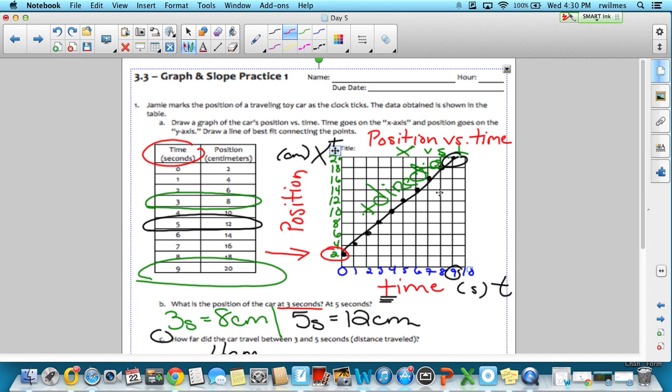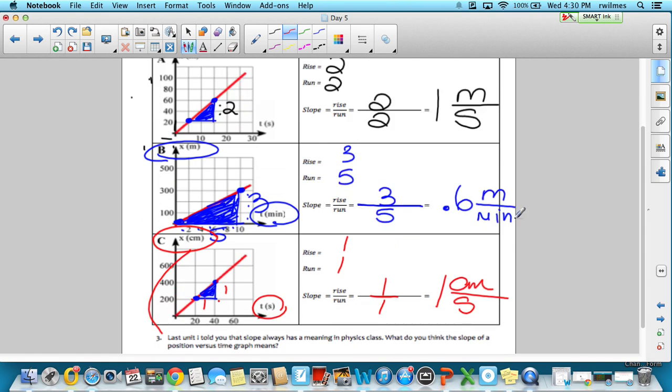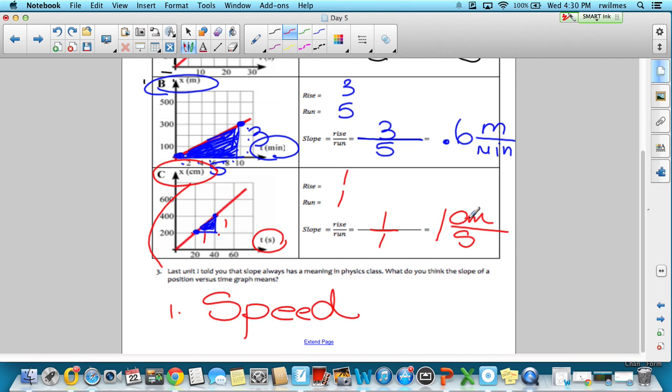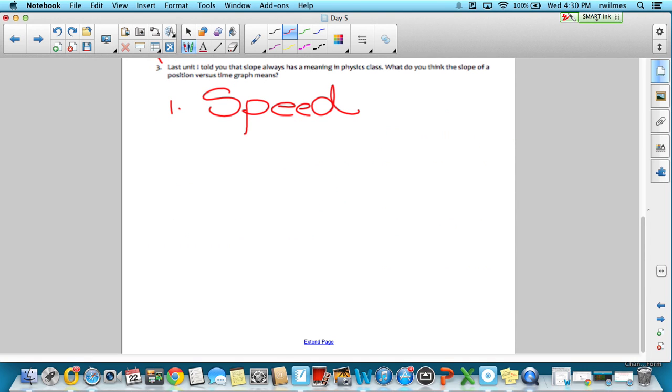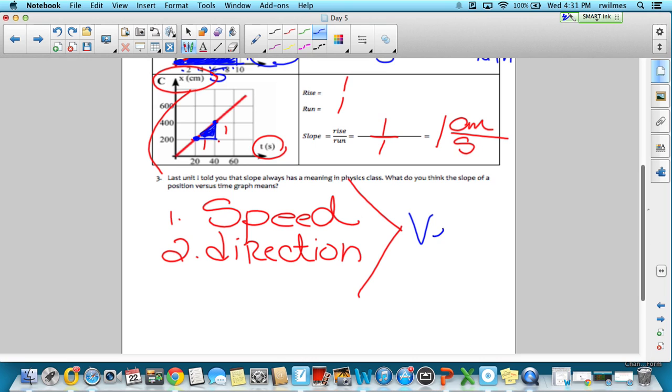What direction was this object going? In a positive direction. So not only do they show us speed, but they also show us direction. Graphs show us speed with direction. So on here, I'm also going to put direction. Now, speed with direction has a really important name that we're going to start calling. Instead of saying that slopes show speed, we're going to use the word velocity. Velocity means you have speed with direction.